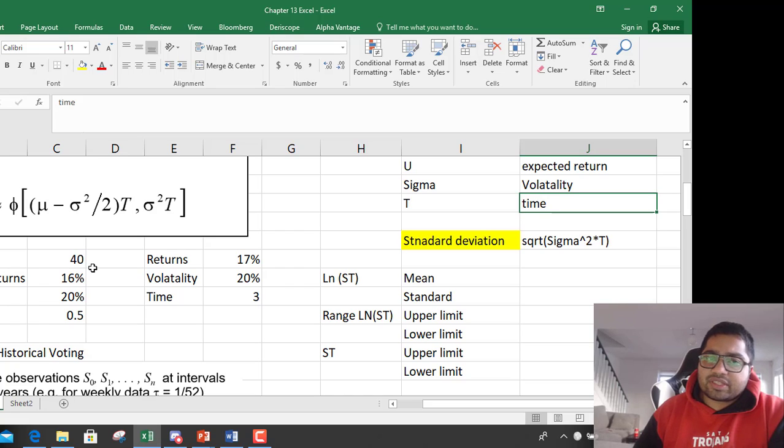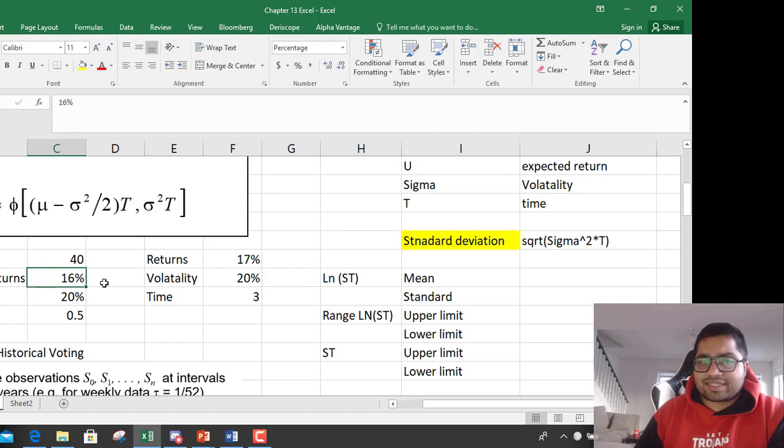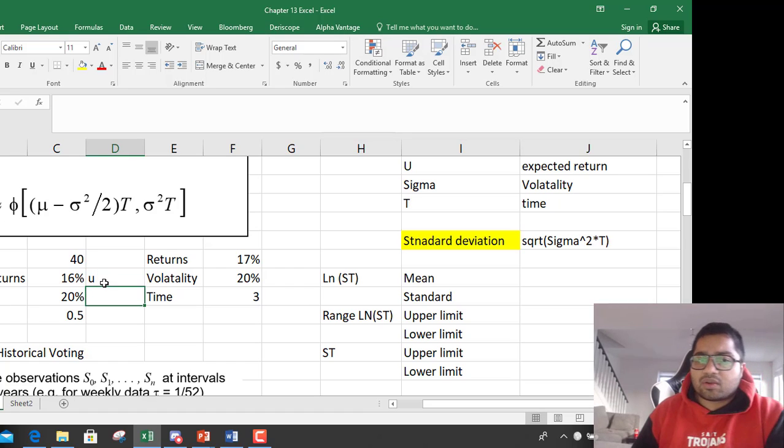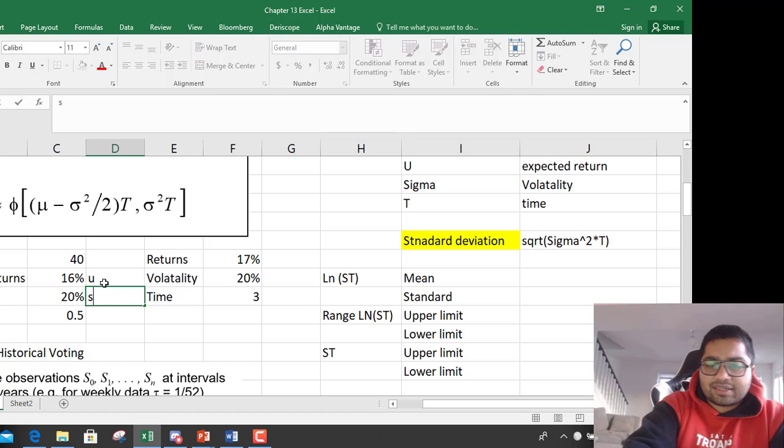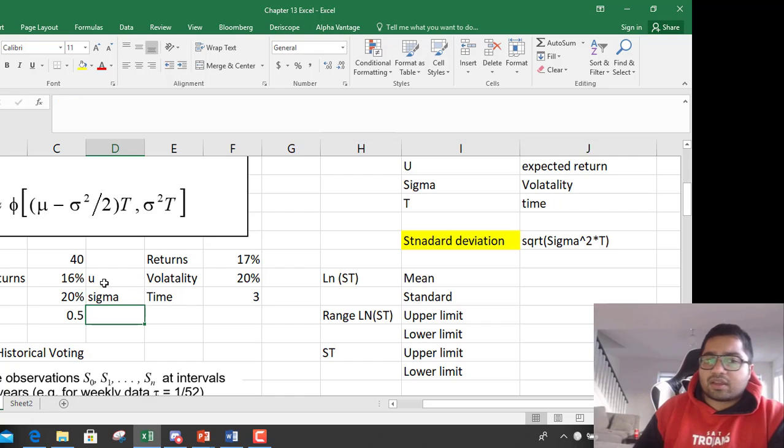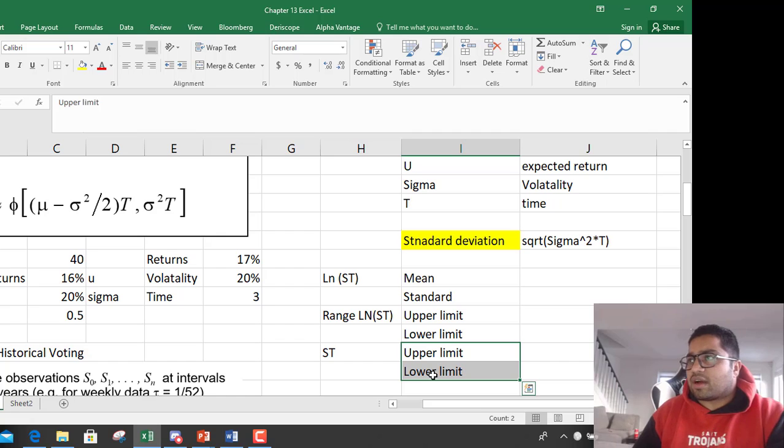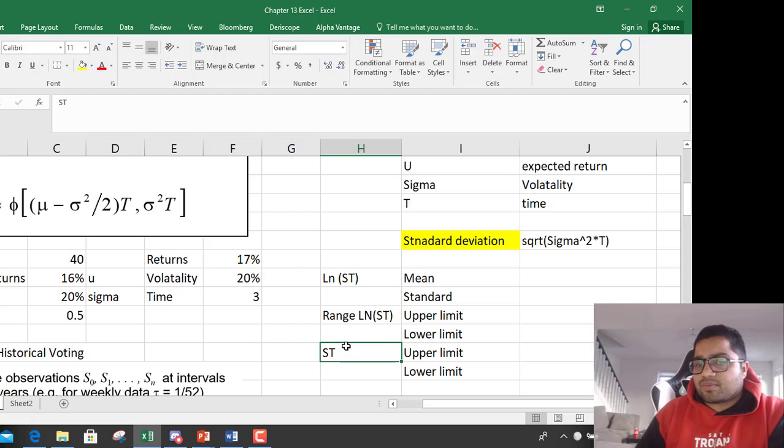So let's say S0 is given as 40. So the stock price currently is $40. Expected returns on the stock are 16%, so that is your U. Volatility is 20%, that is your sigma. And time is given to be 6 months, so that is 0.5. They are asking you, predict with 95% probability what will be the stock's upper limit and lower limit. So with 95% probability, what would be the range the stock would trade at in 6 months time. ST is after 6 months, what would be the price.